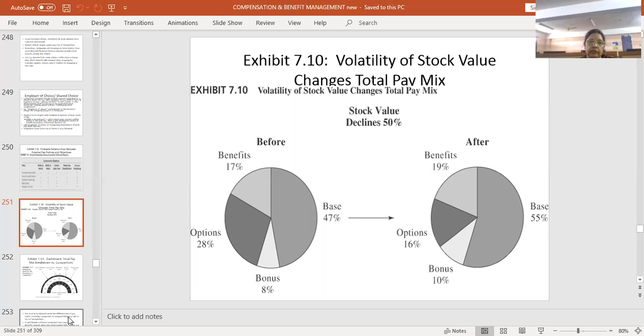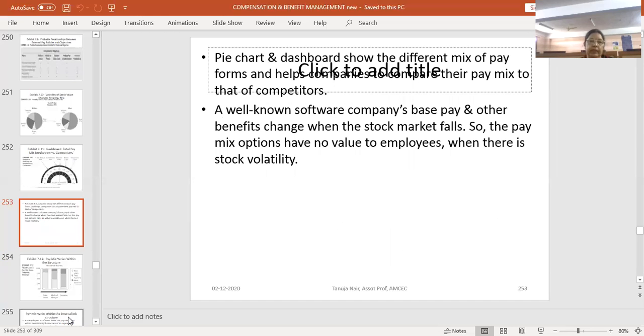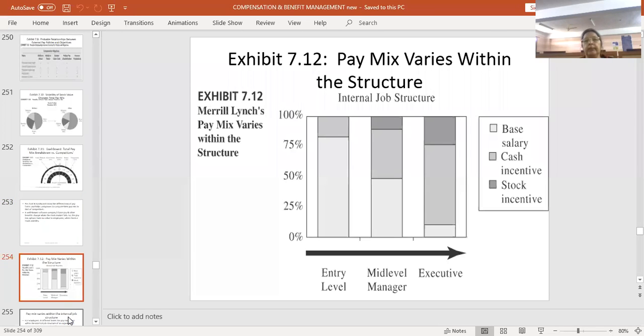There is a reduction. Because the stock market has crashed, their pay mix gets varied. So the pay mix of employees, those who are in the middle level and those who are in the higher level, will not be the same always. It will vary according to stock market fluctuations. When they are getting shares as stock options, then their pay mix will vary according to the fluctuations that happen in the stock market. Now you see how the pay mix varies for different types of jobs in your organization.